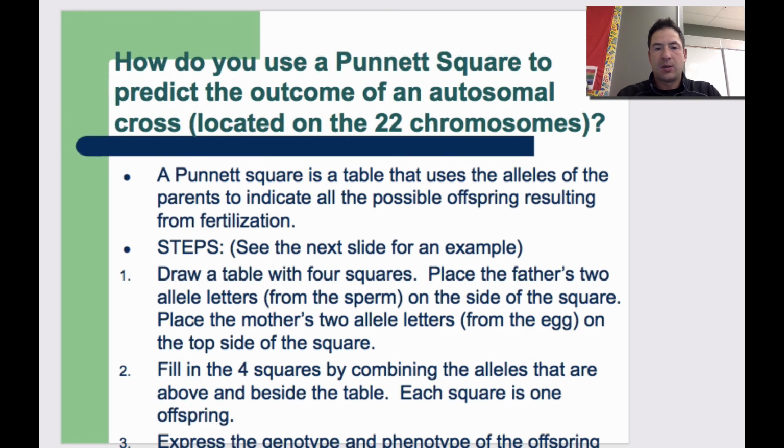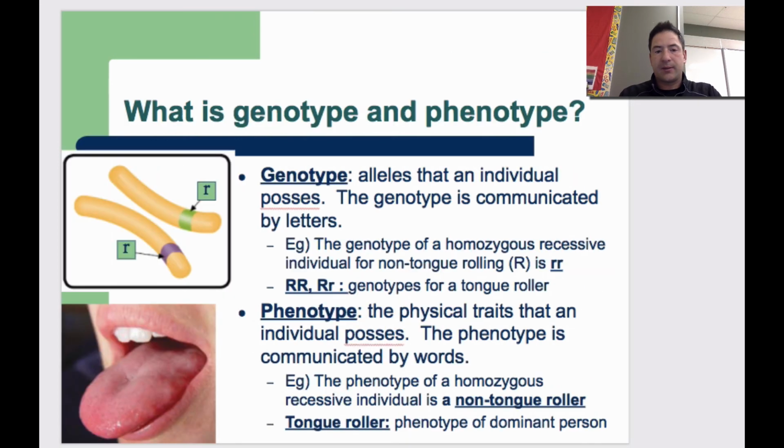Hopefully that helps. The next one will be on Punnett squares, different crosses. It gets a little more advanced at this point, so hopefully you're developing a little understanding. Okay, hope that helped.